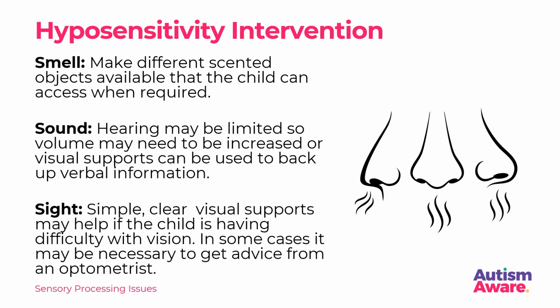Sight. For some children, objects may appear dark, blurred, or lose some of their features. They can also have poor depth perception, which can lead to clumsiness. A child might seek out bright objects or light. Simple, clear visual supports may help if the child is having difficulty with vision. In some cases, it may be necessary to get advice from an optometrist.